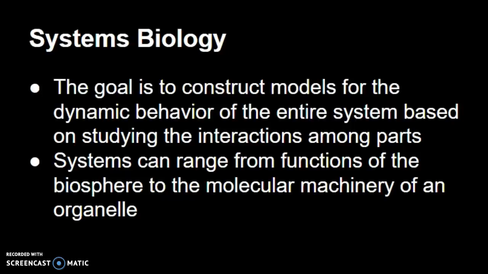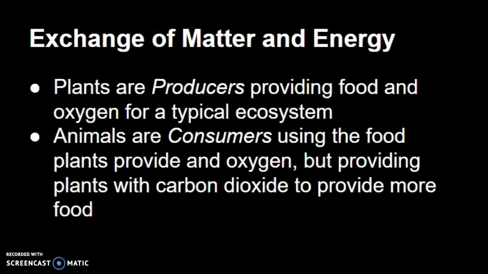So there's something called systems biology, where the goal is to construct models for dynamic behavior of the entire system based on studying the interactions among parts. So what does this mean? We can look at small level biological systems and we can develop big scale models to look at how they are working together, and we can look at those functions from the biggest, the biosphere, the entire Earth, all the way to the smallest of the molecules and how they work together. So by developing these models, we can then look at this system.